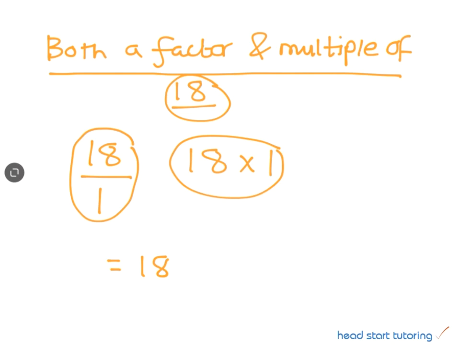So if your question is what is both a factor and a multiple of 27, your answer will be 27 because 27 is your highest factor of 27 and it is your lowest multiple of 27. If they ask you a question such as what is both a factor and a multiple of 1003, your answer will be 1003 because 1003 is your highest factor of 1003 and 1003 is your lowest multiple of 1003.